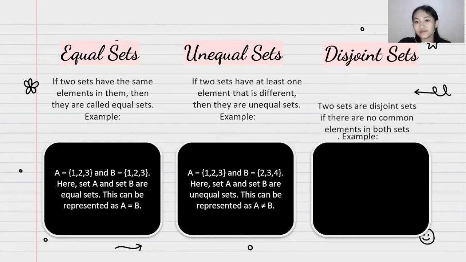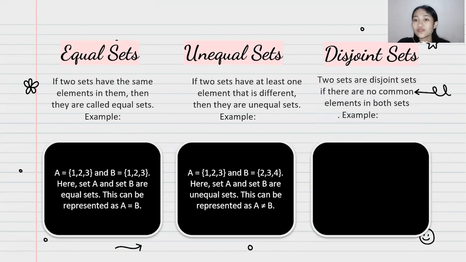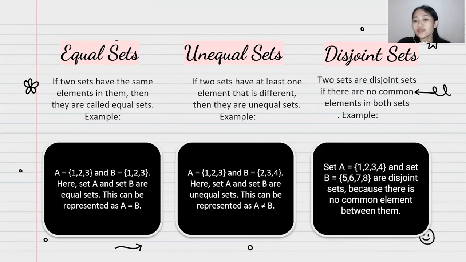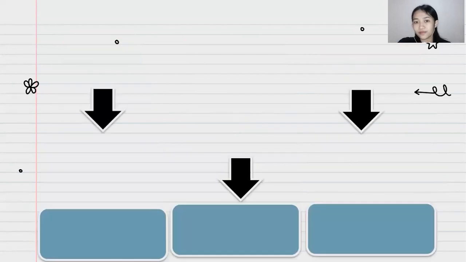Disjoint set. Two sets are disjoint sets if there are no common elements in both sets. For example, set A is 1, 2, 3, 4, and set B is 5, 6, 7, 8. They are disjoint because there is no common element between them.